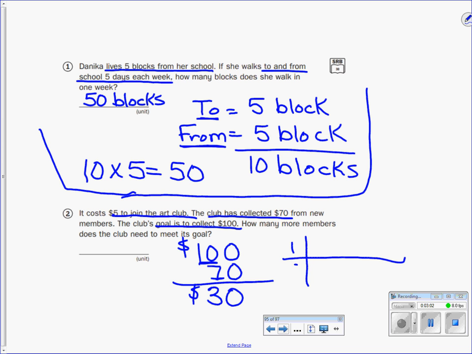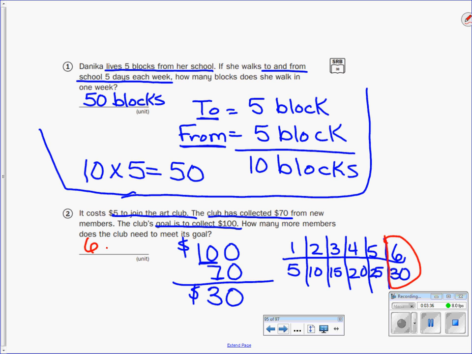For 1 person to join would be $5. For 2 people to join, we would get 10. If 3 people join, we would get 15. If 4 people join, we would get 20. If 5 people join, we would get 25. If 6 people join, we would get 30. Okay, so 30 is where we need to be. It's 30 more dollars we need to get. So that tells me that I need 6 more members.